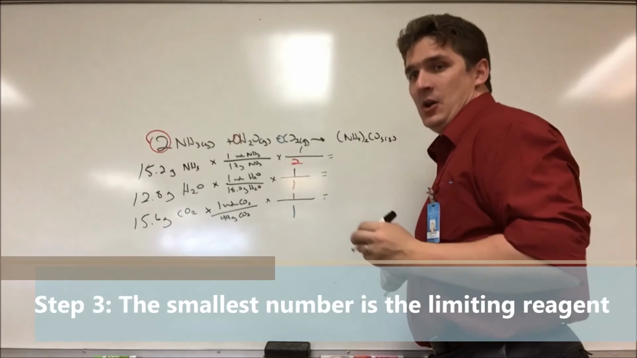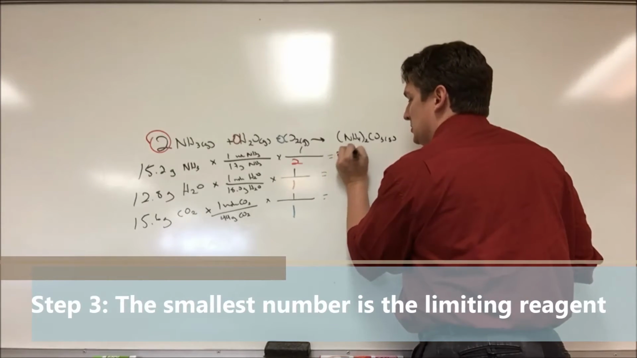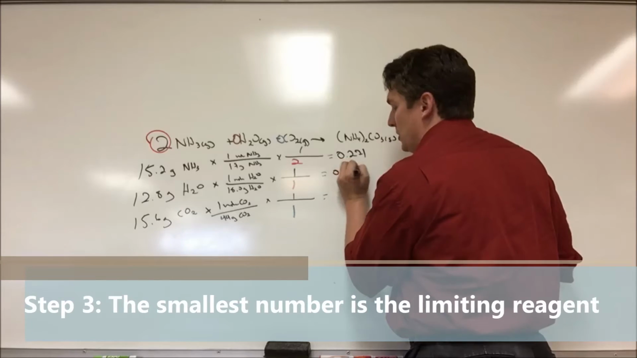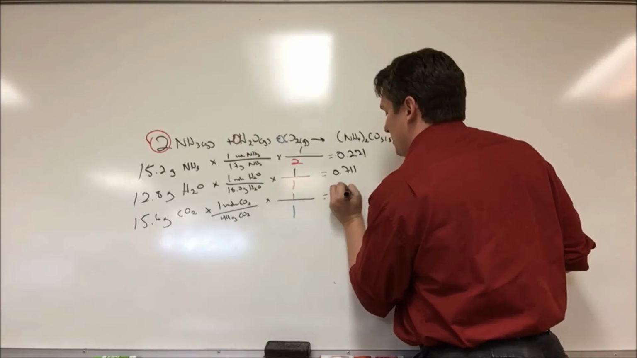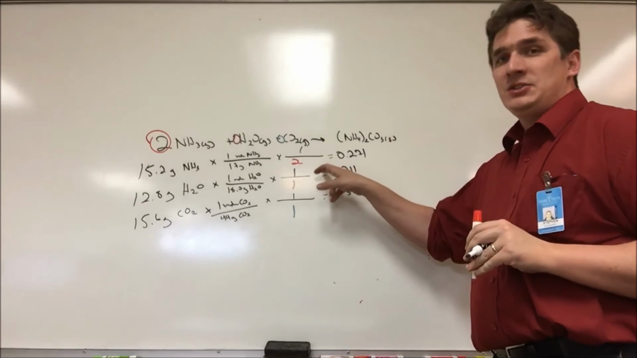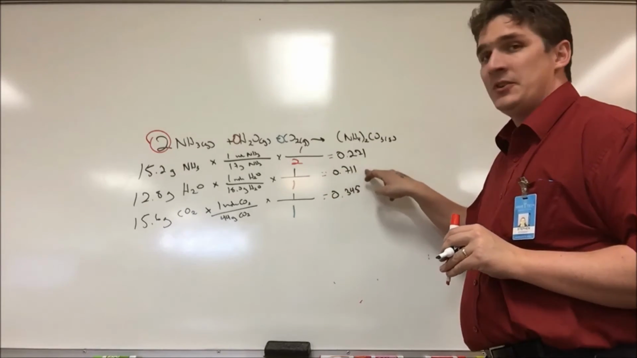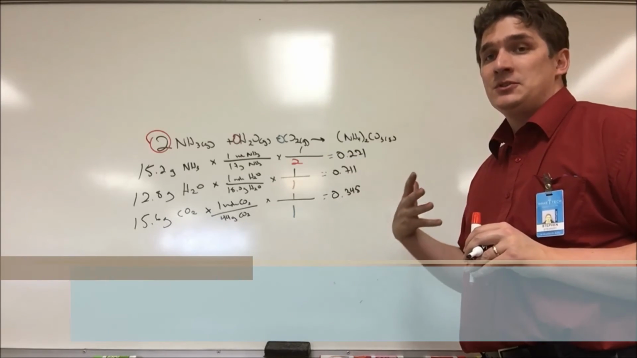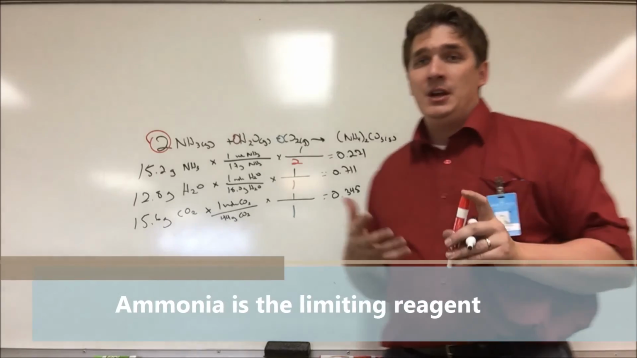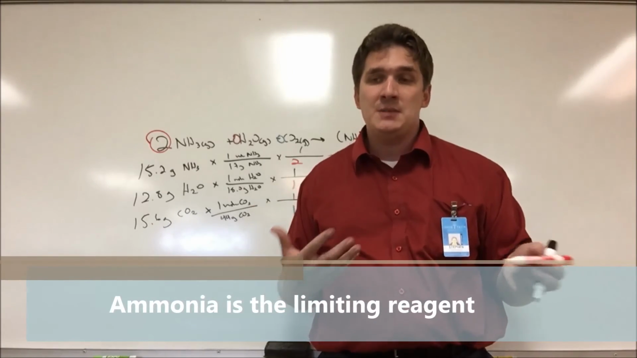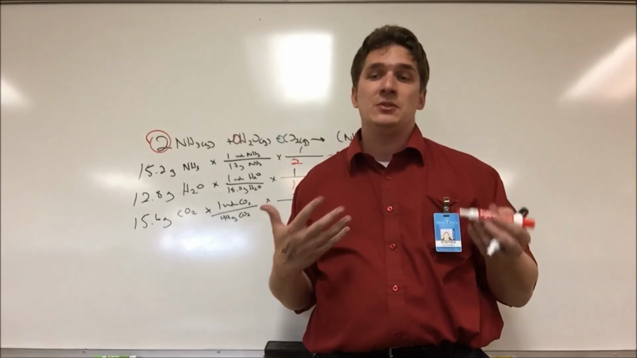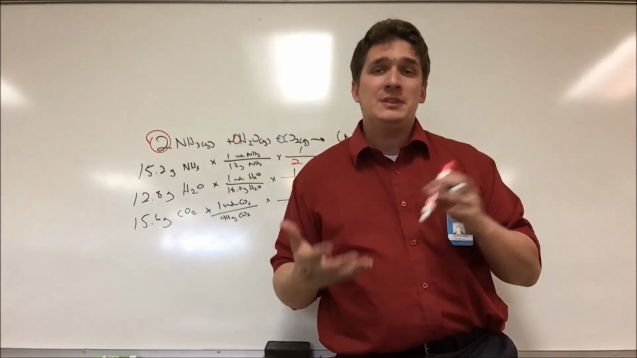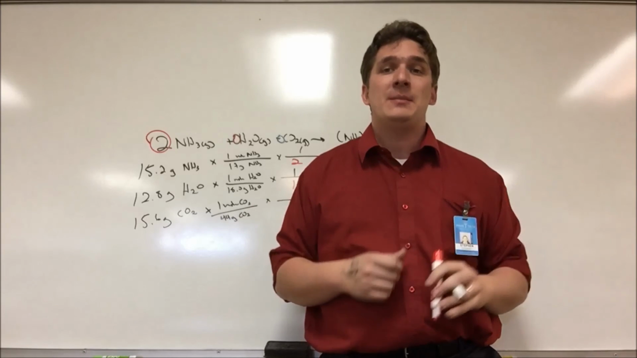So if we go through the math, what we find for ammonia is 0.271. For H2O, we get 0.711, and for CO2, 0.345. Because NH3 is the smallest number here, 0.271 versus 0.711 versus 0.345, this is the limiting reagent. Now you could go through and convert to grams of (NH4)2CO3. And what you get is that NH3 would give you 26.1 grams, H2O will give you 68.3 grams, and CO2 would give you 34.0 grams. But it's a lot of additional work that really doesn't give you any more information. So this is the second method. Go from mass to moles and then divide by the reaction coefficients.